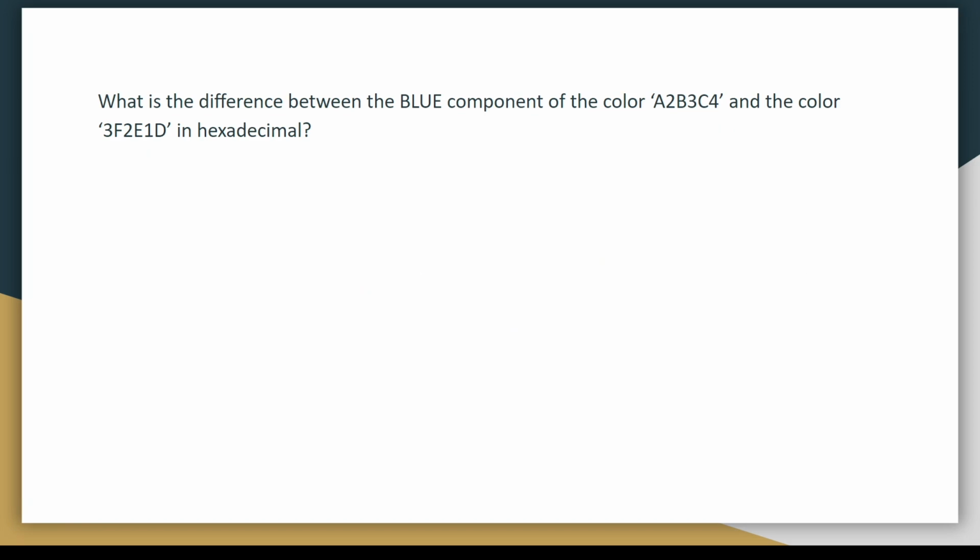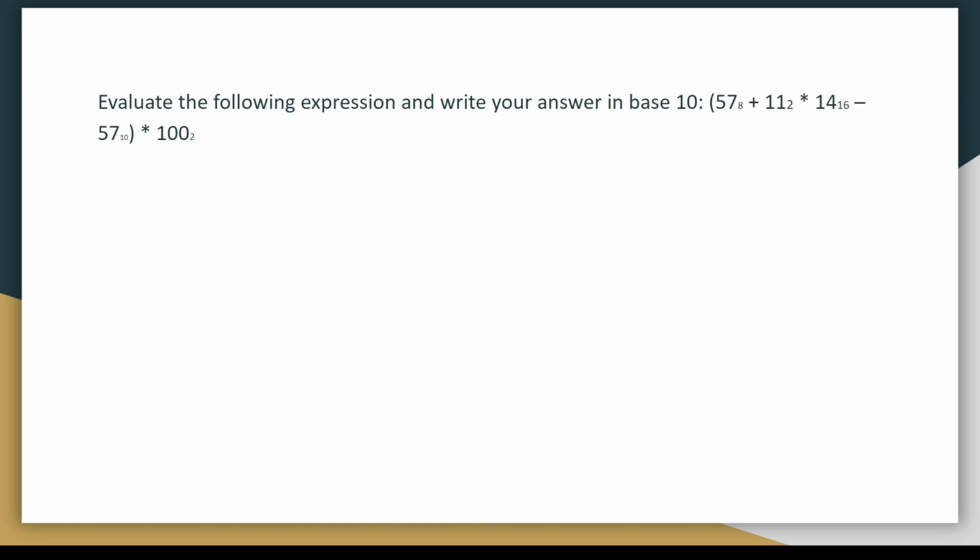Let's move on to another sample problem. Evaluate the following expression and write your answer in base 10. The small numbers on the bottoms are the bases, so this is octal, this is binary, this is hexadecimal, this is decimal, and this is binary. So follow order of operations. First we do the parentheses, and inside the parentheses first we do the multiplication.